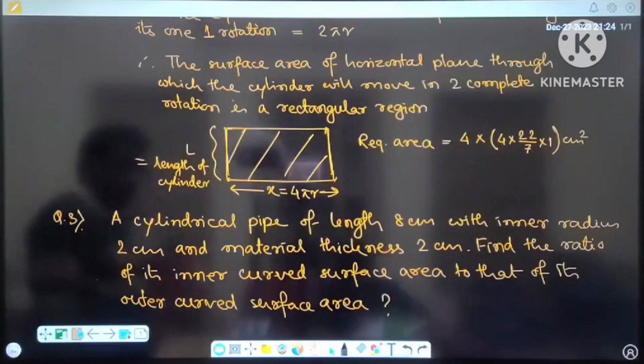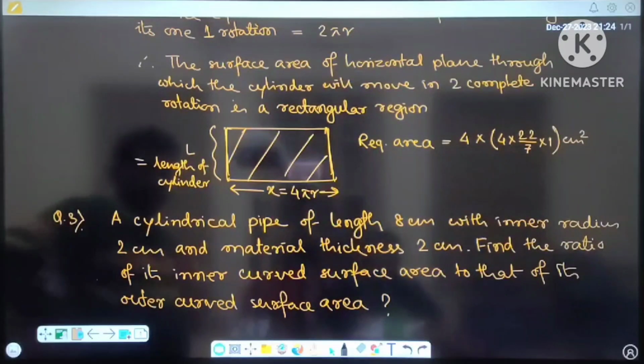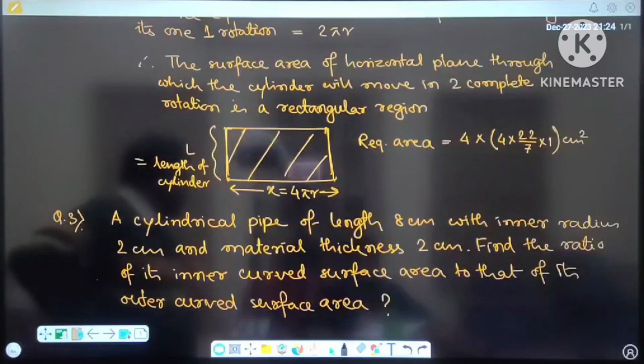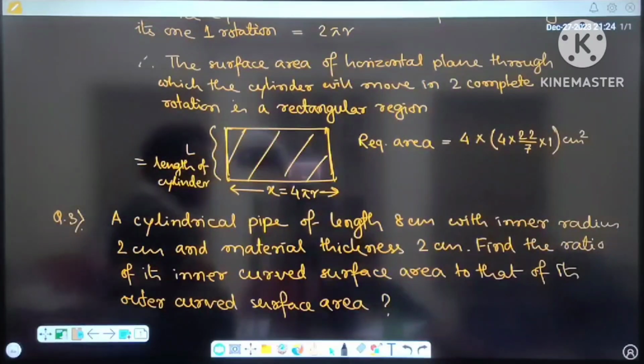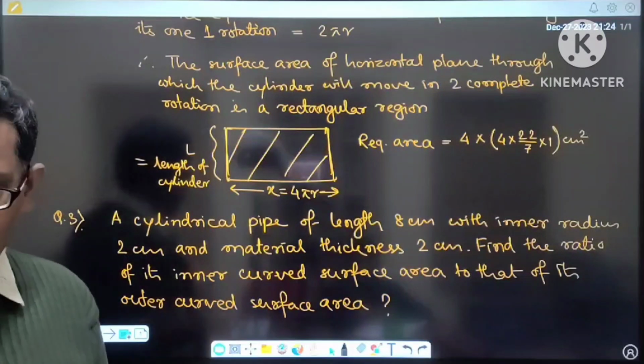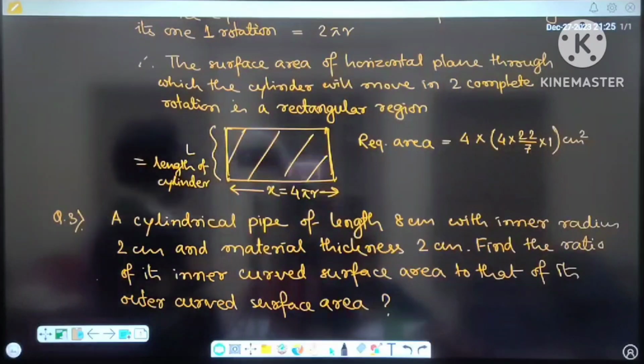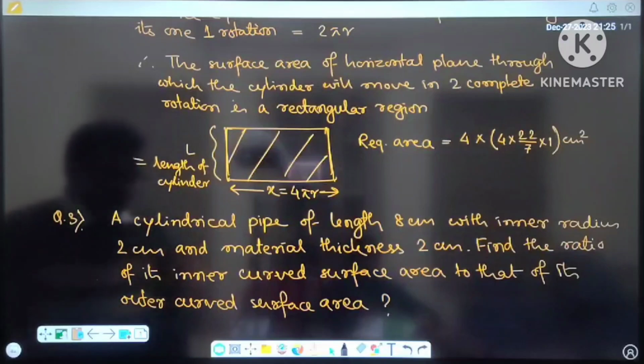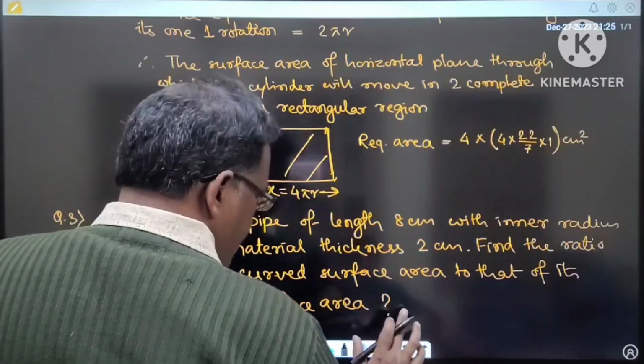A cylindrical pipe of length 8 centimeter with inner radius 2 centimeter and material thickness 2 centimeter, right? Find the ratio of its inner curved surface area to the outer curved surface area. Are you able to analyze the geometry?